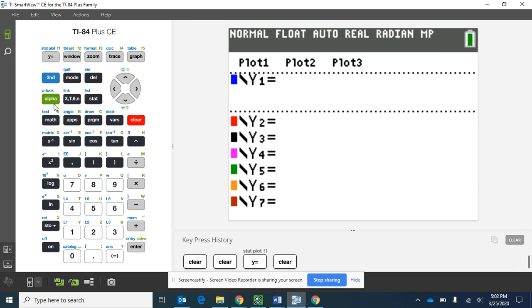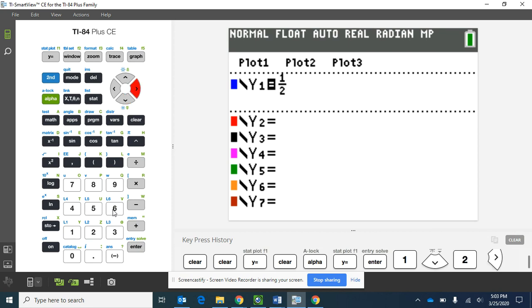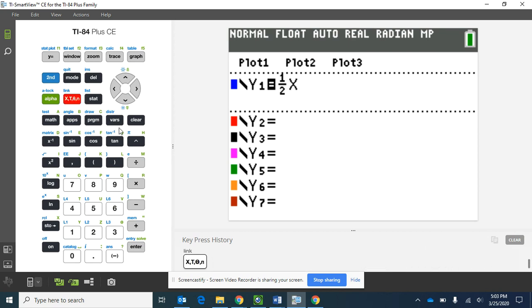Now remember, to get to your fraction menu, it's alpha y equals. So it's going to be 1/2. And then your variable button is right here for the x, so 1/2 x. Choose your plus sign and then 3. That's my first equation entered into the graphing calculator.